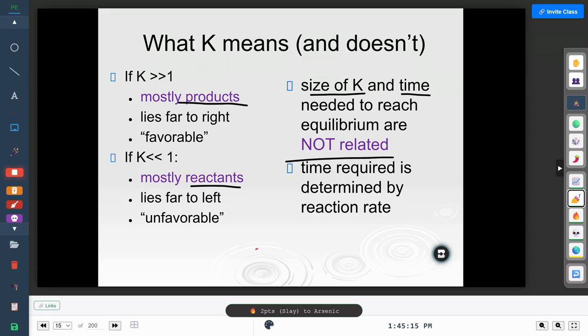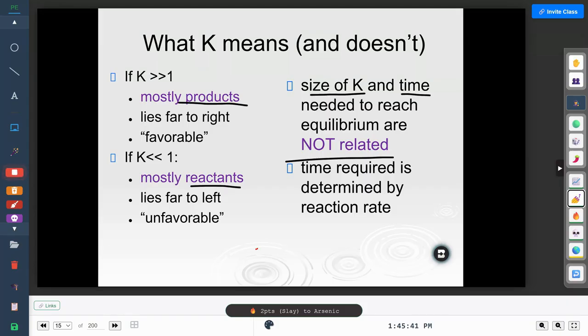Remember that the size of K and the time are not related. I could have rusting, right? Let's say I have some iron that's turning into iron oxide. That might be a very, very slow reaction, but it might be very, very product favored. So ultimately, all that iron is going to turn into rust. It's very product favored, but it could happen very slowly. So the time is not related to the K value.